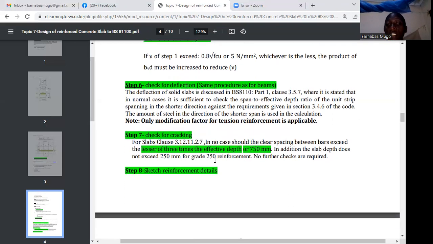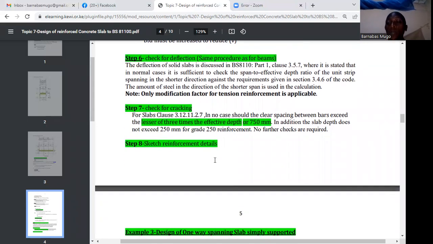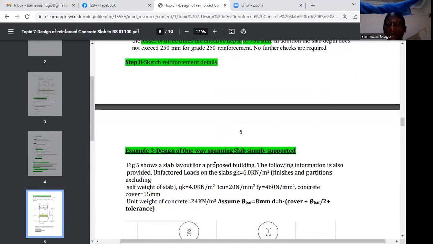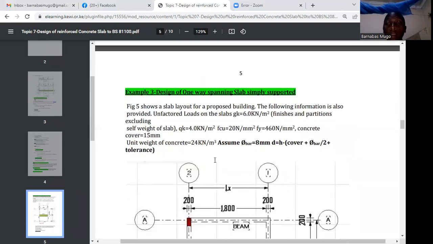We are going to see it in detail when we go to that point. So that is exactly how you can design for a one-way slab. We are going to do this example when I come to our online class or our face-to-face class, so that we can understand how you go about doing a one-way span.